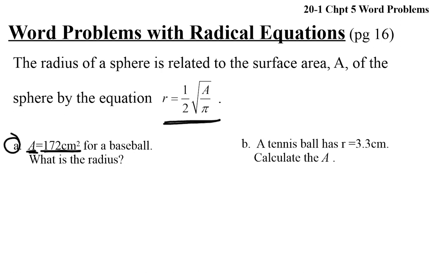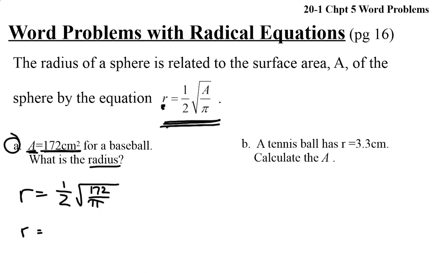Well, your equation's given to you, and what's nice in this first one, we want to know the radius. Well, the radius is what the equation is designed for. We don't even have to do any algebra. Half the square root of the surface area divided by pi. So in that, substitution is just going to give you your answer once you do the work. How much you plug into your calculator at a time is totally up to you.